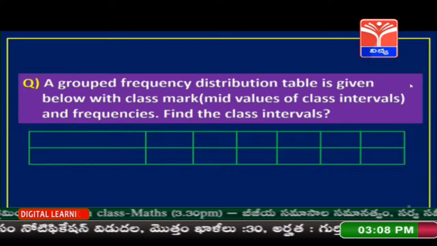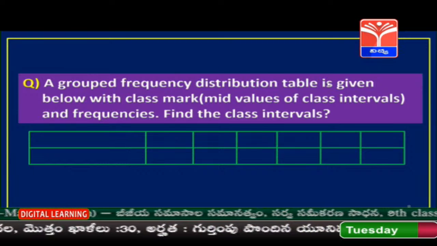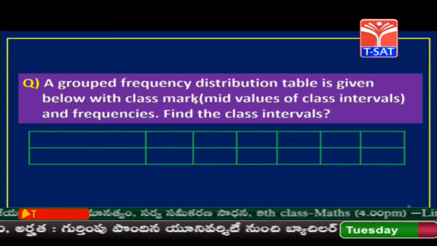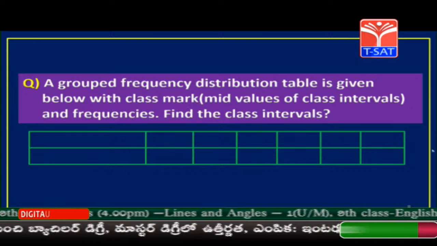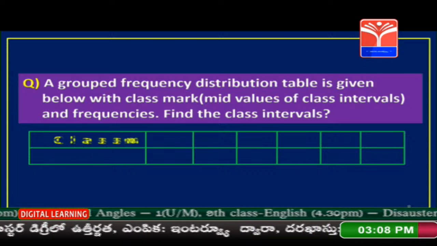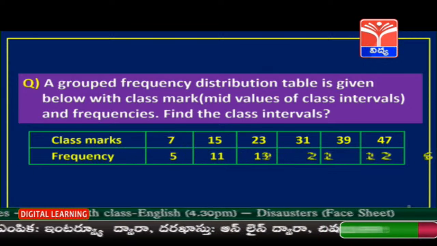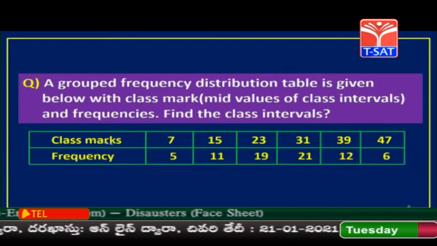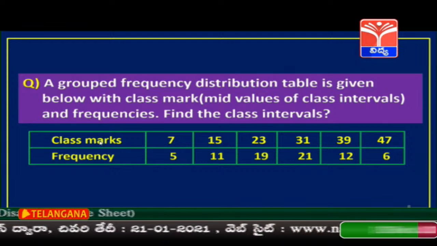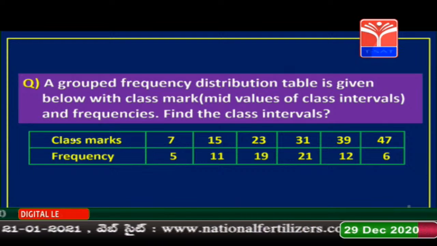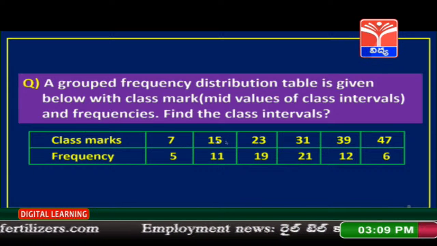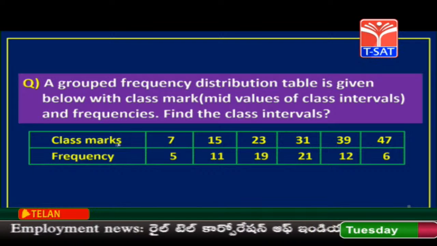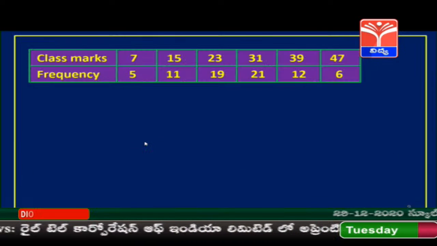Okay children, now what are you going to do? A grouped frequency distribution table is given below with class marks, or we can say mid values of class intervals, and frequencies. Now we have to find the class intervals. How to do that? Let us check. See, these are the class marks and this is the frequency. Children, what are class marks? Yes, these are mid values. Now here class intervals are not given. What are given? Mid values are given. So what do you have to find now? You have to find the classes, or we can say class intervals. How to do that? Let us check.